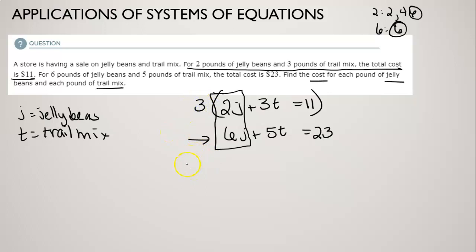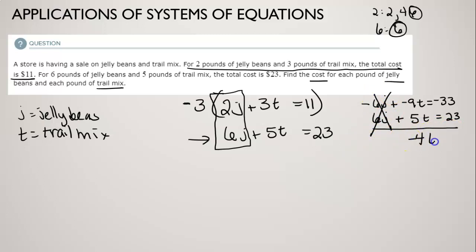But is that going to eliminate? Remember, I need a positive 6 and a negative 6, so I'm going to multiply that top equation by negative 3. So this becomes negative 6j plus negative 9t equals negative 33. The bottom equation equals 6j plus 5t equals 23. We're going to add these together. Negative and positive 6 cancel out. Negative 9 and 5 make negative 4t. And negative 33 and 23 make negative 10.